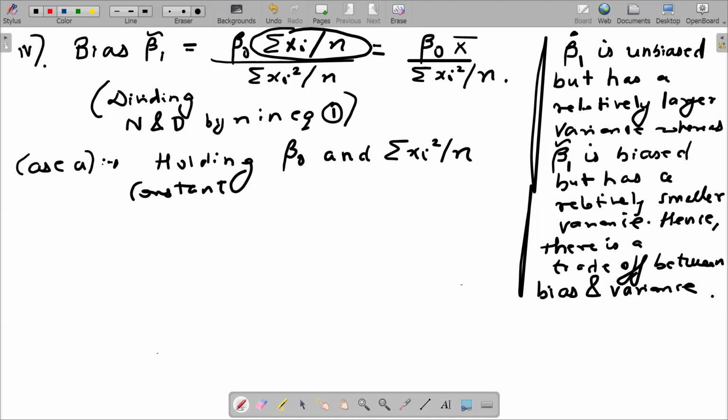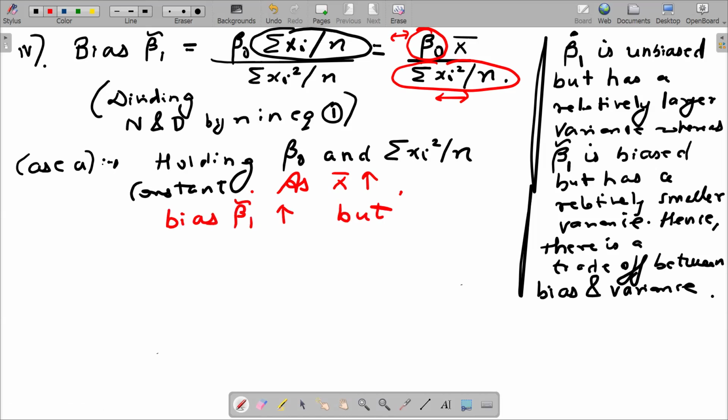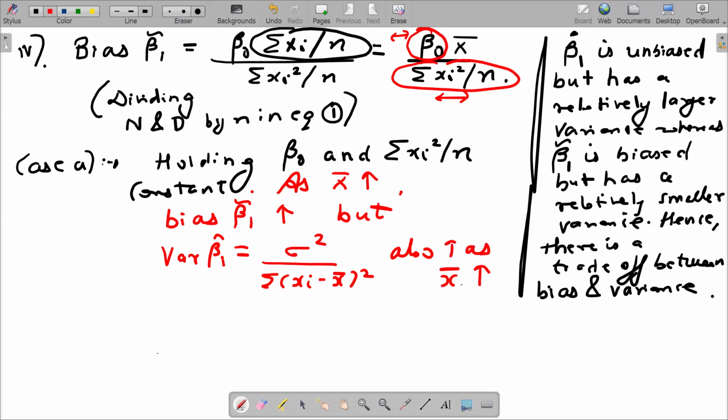That means, guys, I am holding this constant and I'm holding this constant. Let's look at the impact of an increase in x bar. As x bar increases, you can see that the bias of beta 1 tilde increases, but I can say the variance of beta 1 hat, which is sigma square over summation xi minus x bar square, also increases as x bar increases. You can clearly see as x bar increases, this whole denominator will decrease. If the denominator decreases, the whole term will increase.